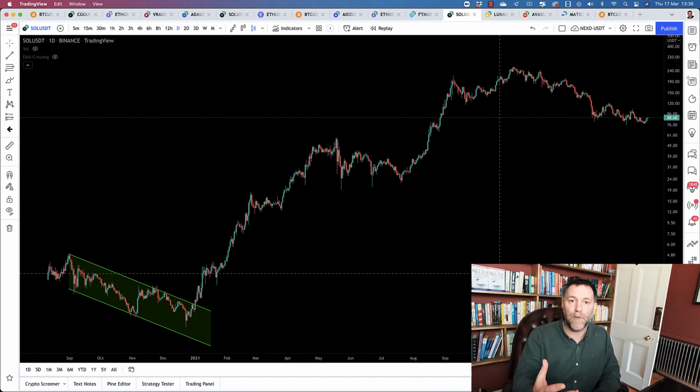So what I'm going to do first of all is compare Aleph Zero to three other layer ones. I like to compare almost like for like. Now I know Aleph Zero is not exactly the same as Sol, AVAX or Luna, but the layer ones are in the same space, although Aleph Zero is doing other things as well.